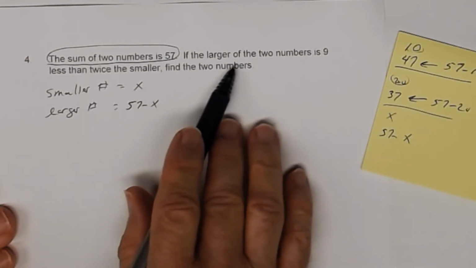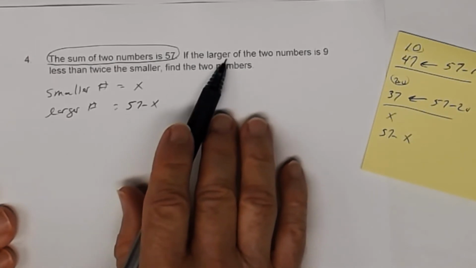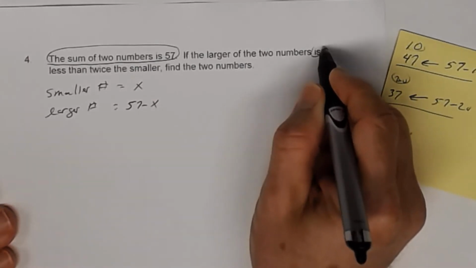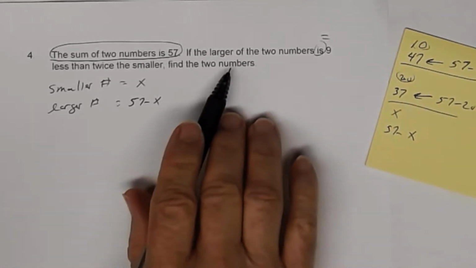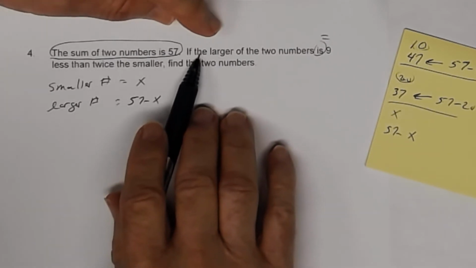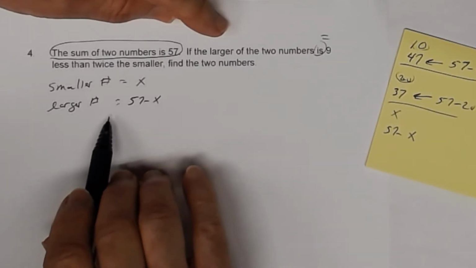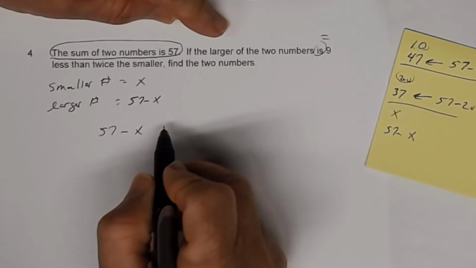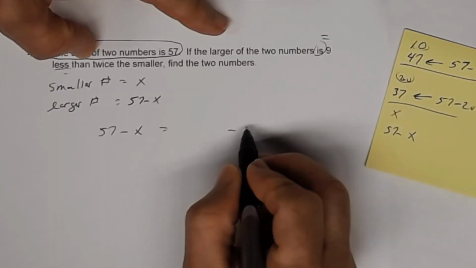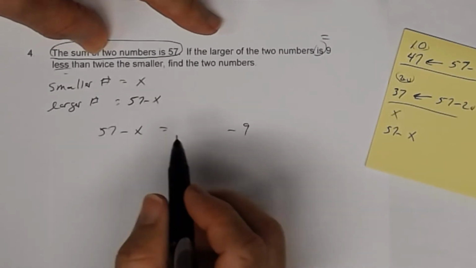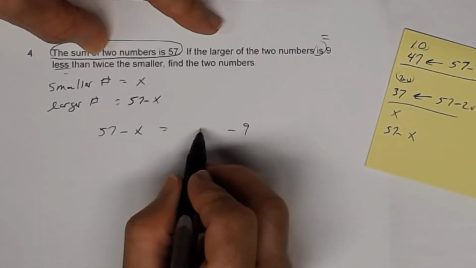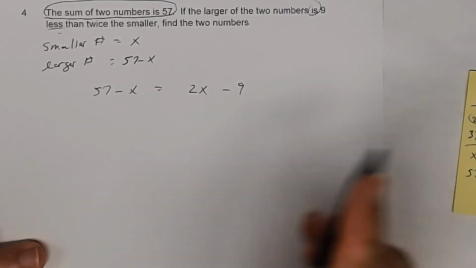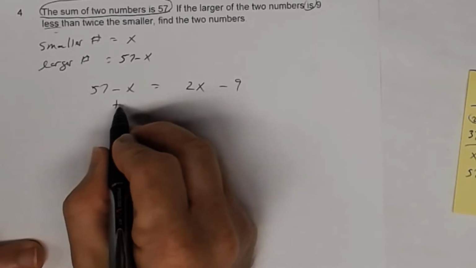Now you write the equation from these two, because look at what it says. The larger of the two numbers is 9 less than twice the smaller. So remember, here is going to be our equal sign. So let's look at the sentence again. The larger of the two numbers. So which one's the larger? 57 minus x. So 57 minus x is 9 less than, so remember you're going to put that at the end, 9 less than twice the smaller. So if this is smaller, then how do you represent twice the smaller? 2x. And there's your equation. That's the equation.